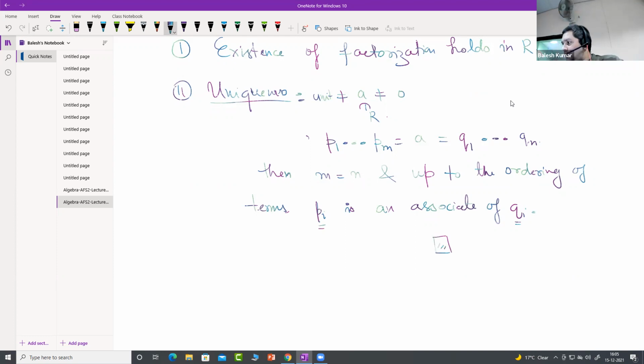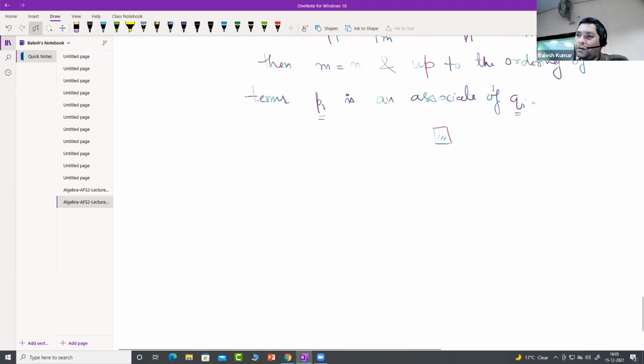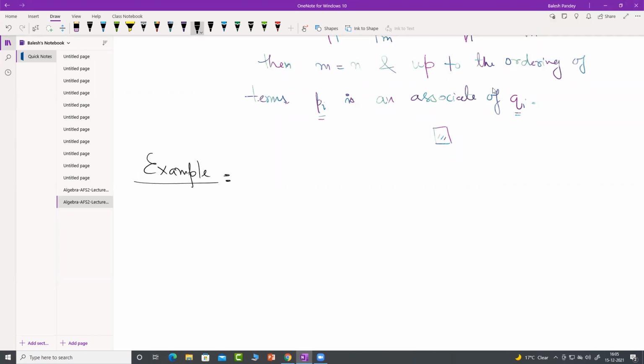Now let me at least give an example of an integral domain which is not a unique factorization domain. I think the example should come from you, that will be very nice. Do you know an example of an integral domain which is not a unique factorization domain? Z adjoin root -5.